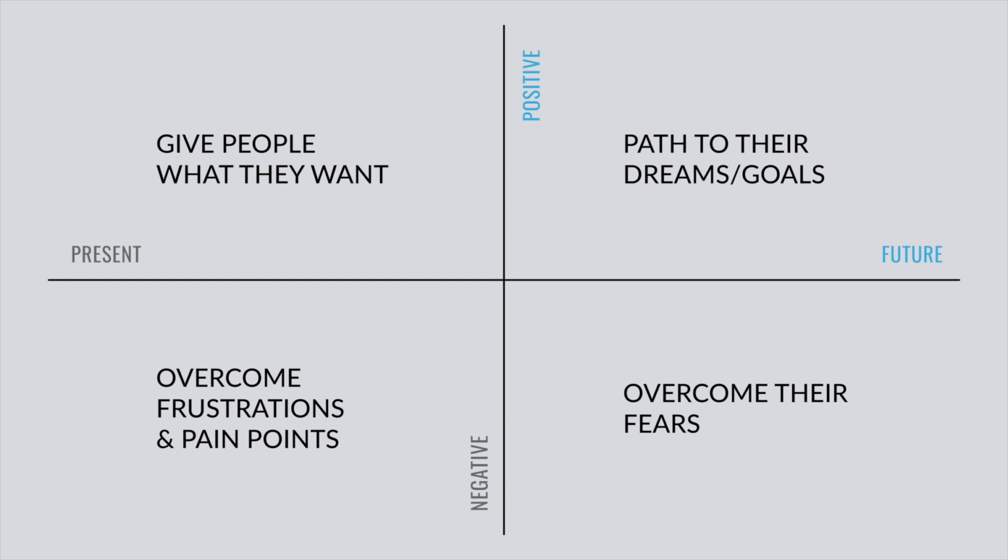So in the top left quadrant, we have people in the present, and we're on the positive axis. So we have content that gives people what they want. And then in the bottom left, we have people in the present that are experiencing negative. So we want to be producing content that overcomes frustrations and pain points. In the top right, we have future and positive. So we want to be creating content that gives people the path to their dreams or goals. And then in the bottom right, we have future and negative. We want to be overcoming fears that they have about the future.